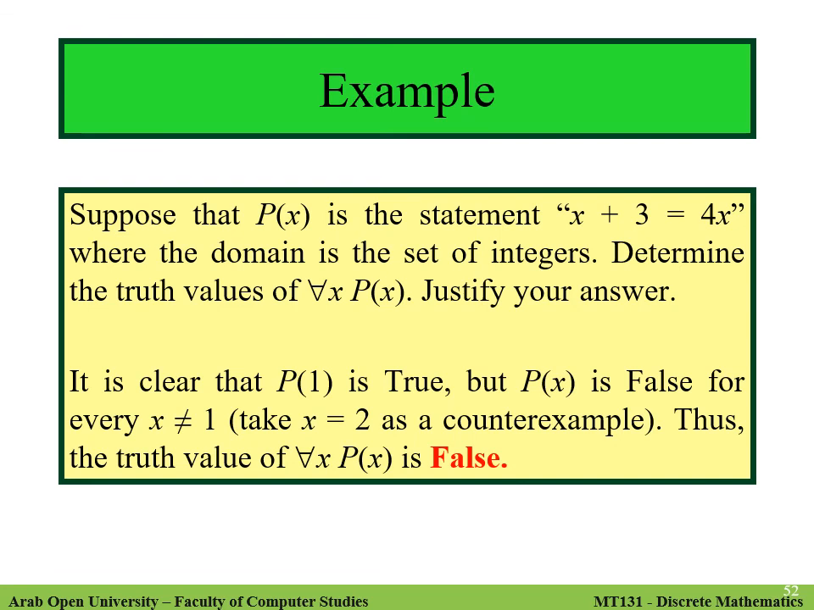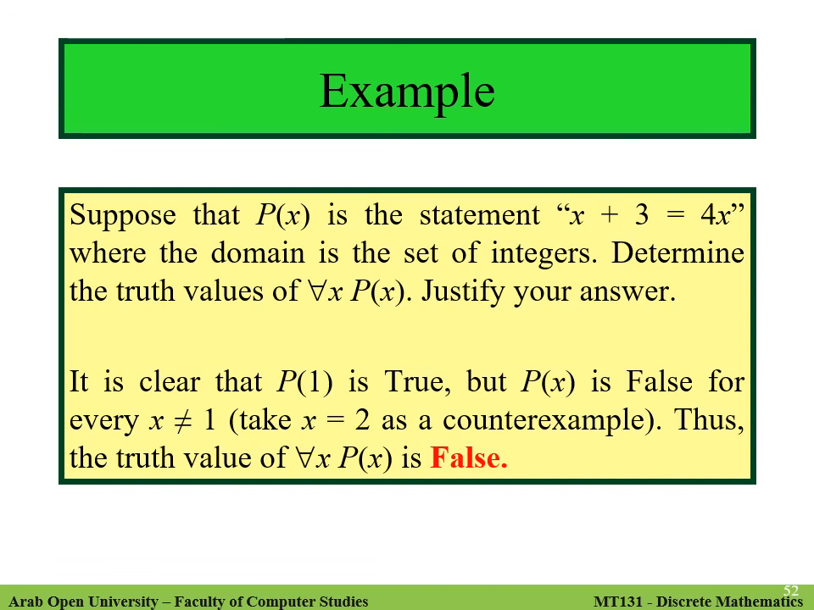Here is more examples of working with universal quantification. Let P of x be the statement or the predicate x plus 3 equal 4x, where the domain is the set of integers. We want to determine the truth values of the statement for all x, P of x, and justify our answer. This statement actually is true for one value only, which is x equal 1. So the statement for all x, P of x is false.